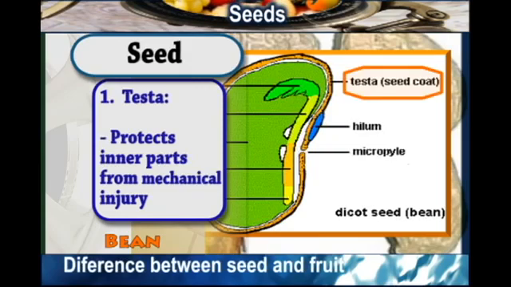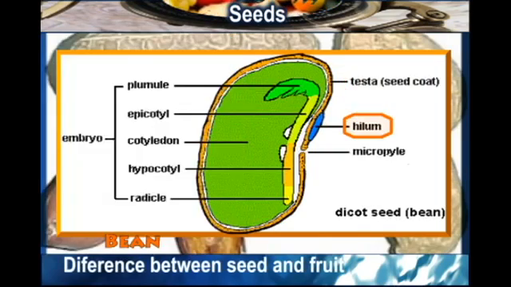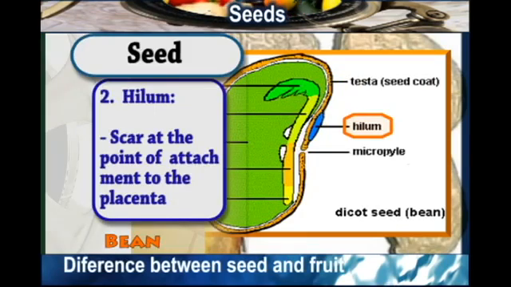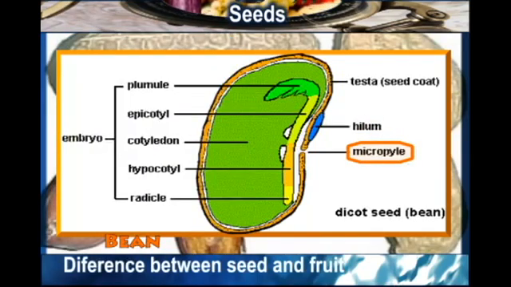And then the other part is the hilum. Hilum is a scar at the point of attachment to the placenta. That scar which remains at the point where the seed was attached to the placenta is what we refer to as the hilum. And we have a micropyle.